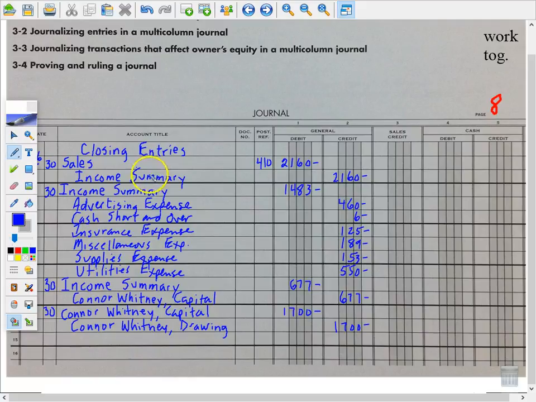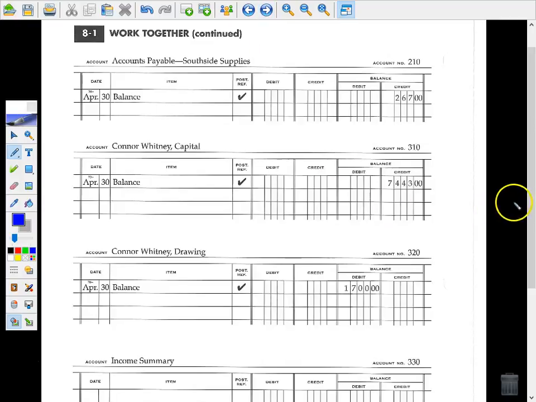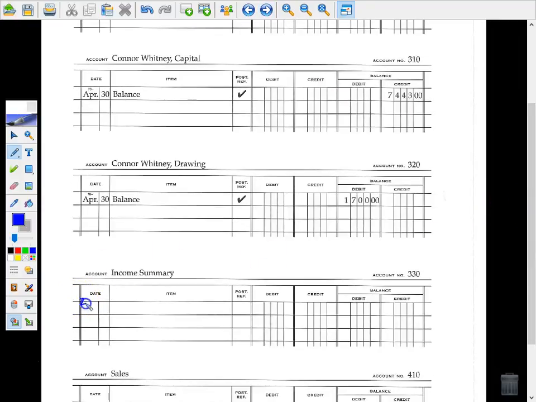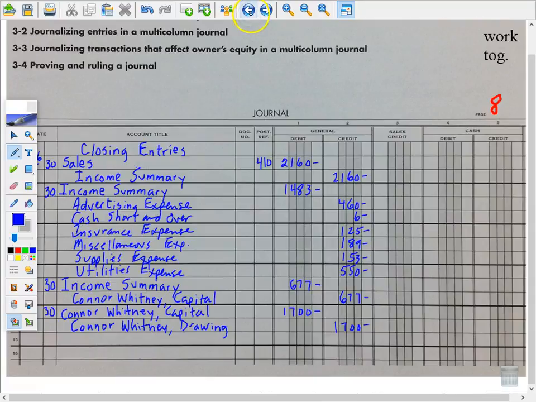All right, so now let's do income summary. All right, this time we got to do the year and the month, day, closing, page 8, 2160, making a balance of 2160. Okay, the income summary account number is 330, so I come back and I close the posting loop by putting 330 in the post reference. All right, and we'll just keep working through it.